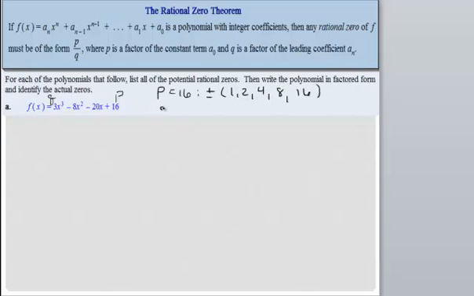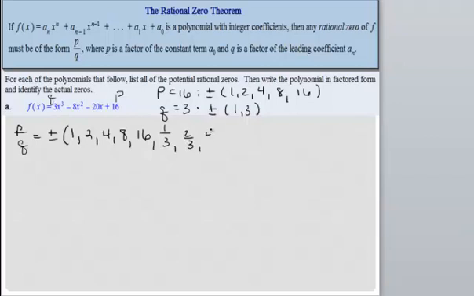Now we want to find q. Q is 3, so let's list all the factors of 3. Positive and negative 1 and 3. All of the possible rational zeros will be p over q. So you take each of these p's, put them over each of these q's. So you're going to have 1 over 1, 2 over 1, 4 over 1, 8 over 1, 16 over 1. Do the same thing with the 3. 1 over 3, 2 over 3, 4 over 3, 8 over 3, and 16 over 3.